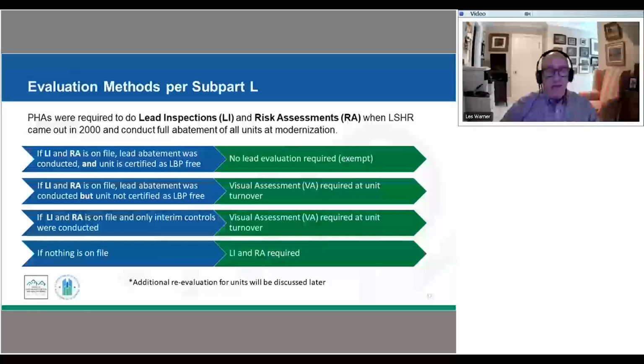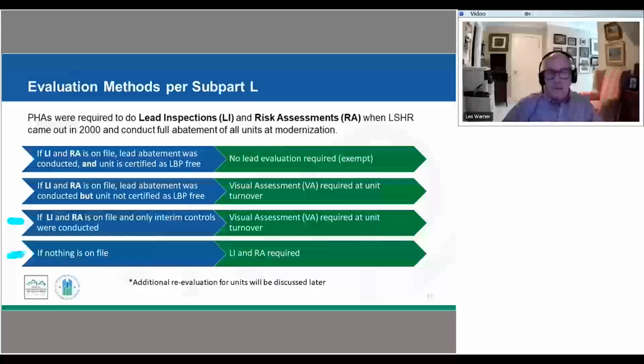If we have the lead inspection and the risk assessment in place, and actually let me use my little marker here. So we're down here, and interim controls were conducted. So we didn't have abatement as part of a modernization, but we've implemented interim controls. Then we're going to continue to do our visual assessment at unit turnover, wanting to make sure that if the interim controls were done, they continue to be functioning to control the lead hazard.